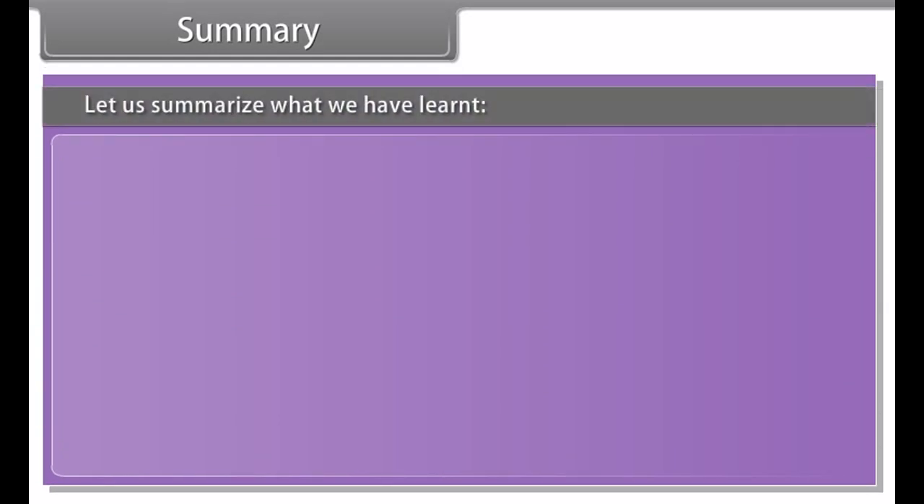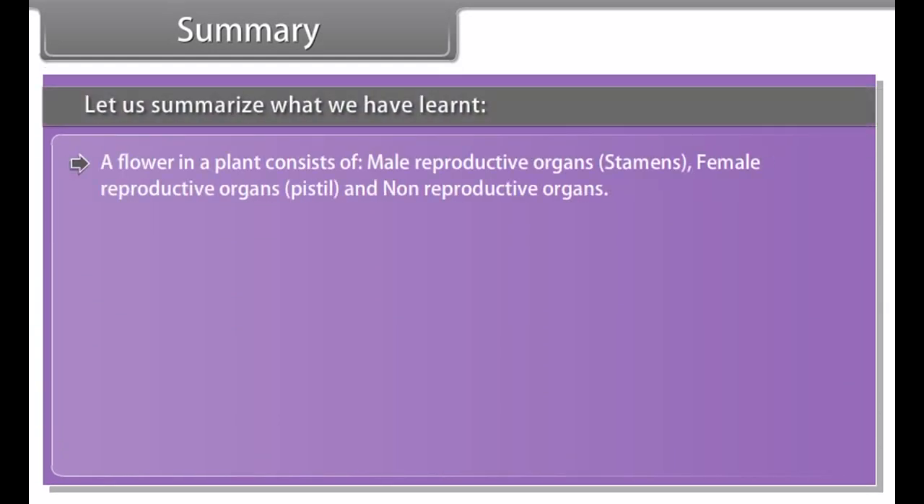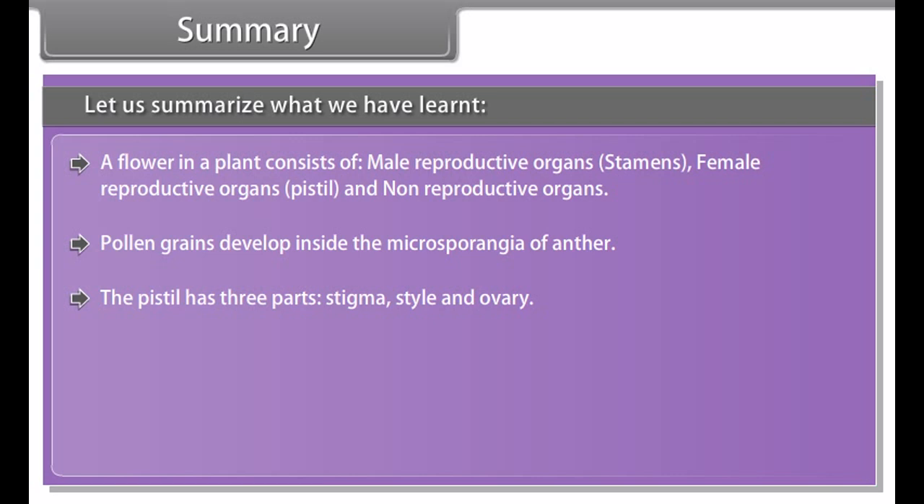Summary. Let us summarize what we have learned. A flower in a plant consists of male reproductive organs, stamens, female reproductive organs, pistil, and non-reproductive organs. Pollen grains develop inside the microsporangia of anther. The pistil has three parts: stigma, style, and ovary.